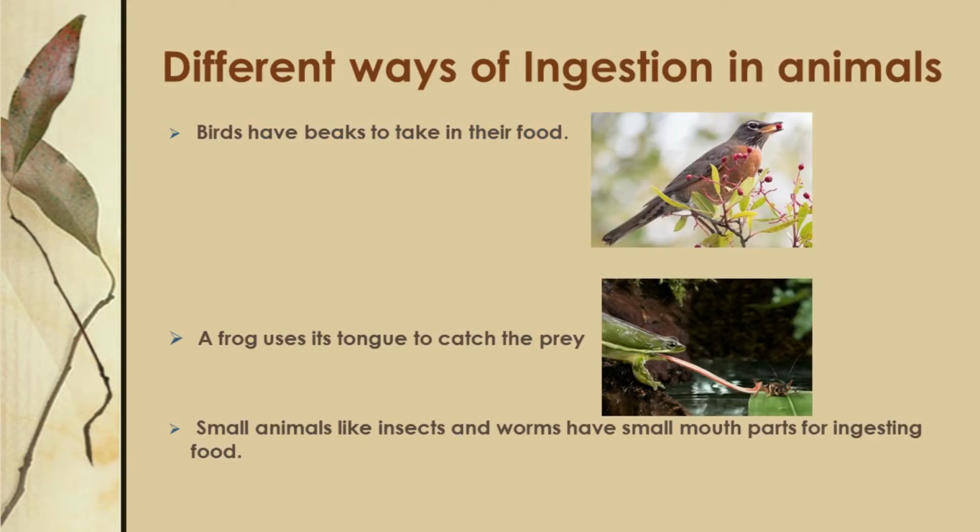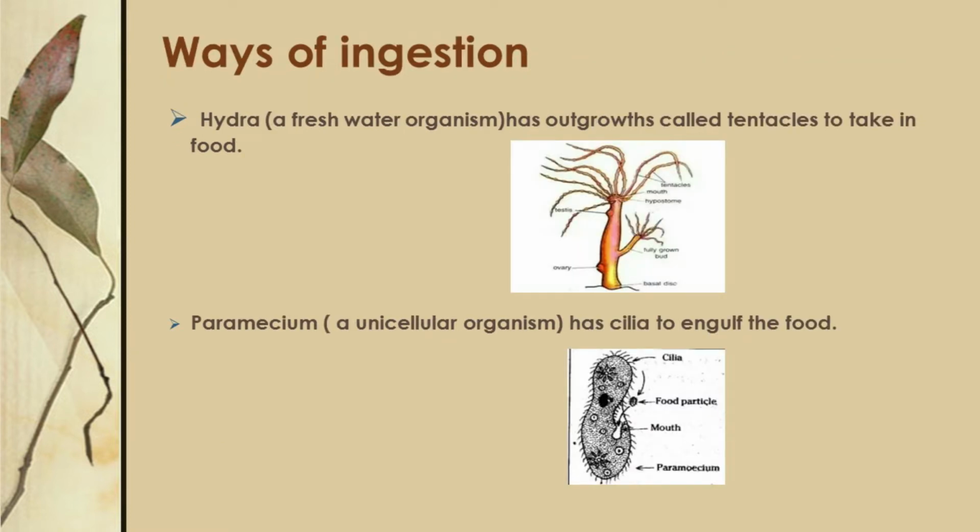Now there are different ways of taking in food in different animals. Like birds have beaks to take in food. A frog has a very long sticky tongue to catch the prey. There are some small animals like insects and worms that have small mouth parts for ingesting their food. And hydra is a freshwater organism. It lives in ponds and ditches. It has outgrowths known as tentacles to take in its food. Paramecium, a unicellular organism, has cilia to enclose its food.